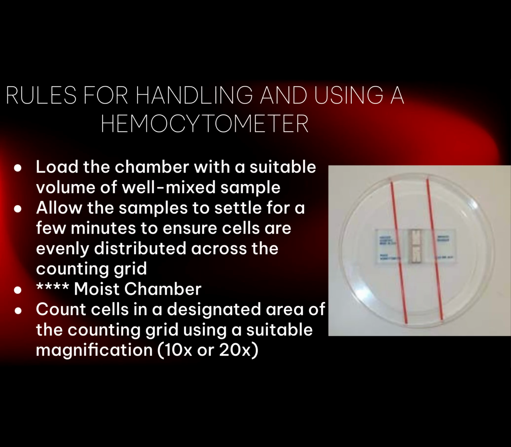For the moist chamber, just to describe it, it is made by placing a piece of damp filter paper at the bottom of a petri dish, with an applicator stick broken in half so it can serve as a support.